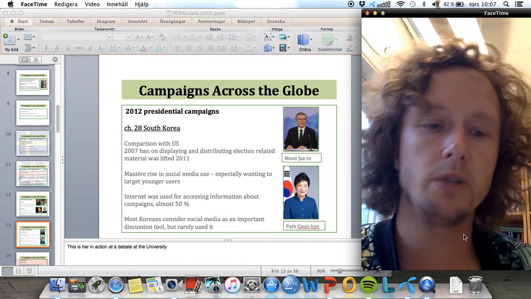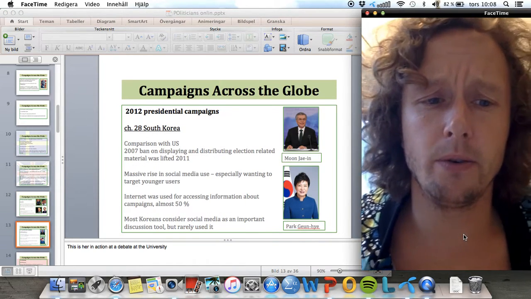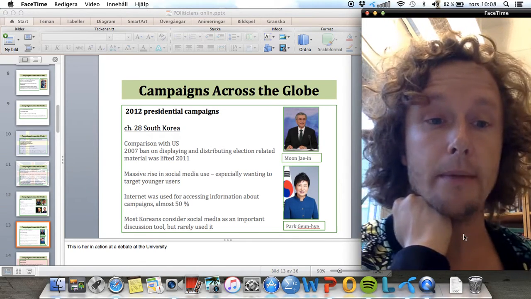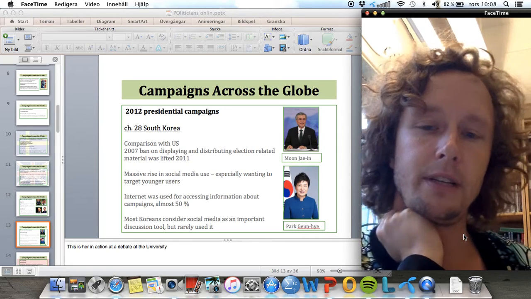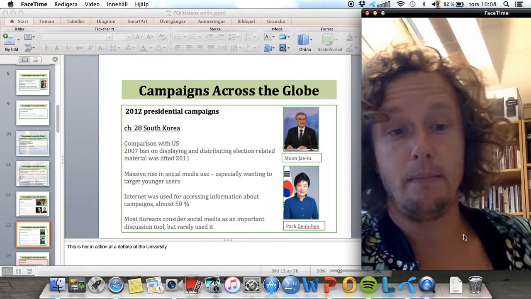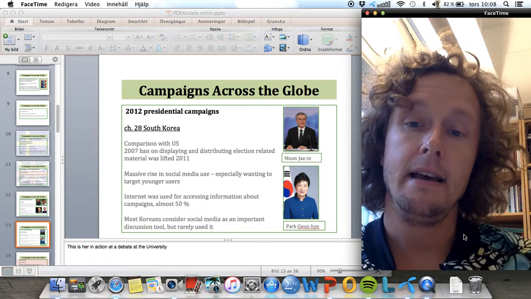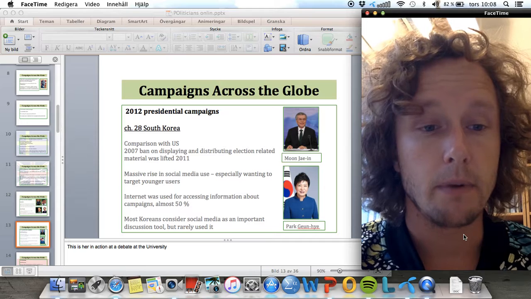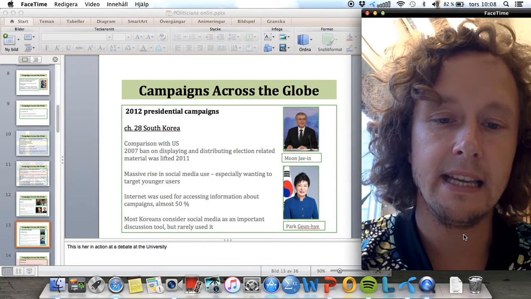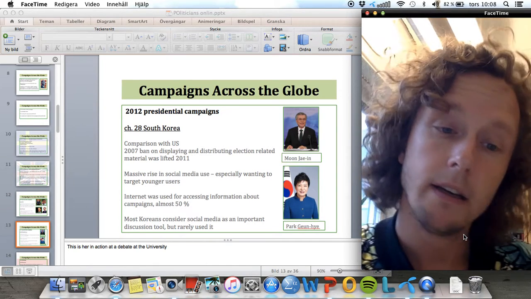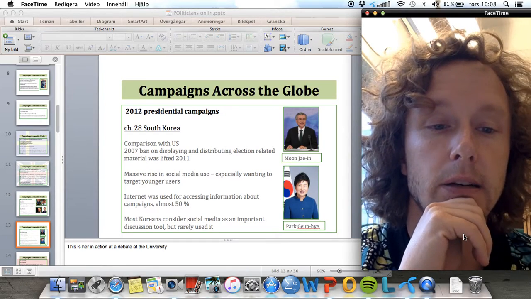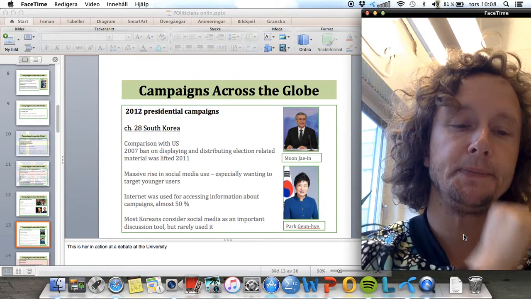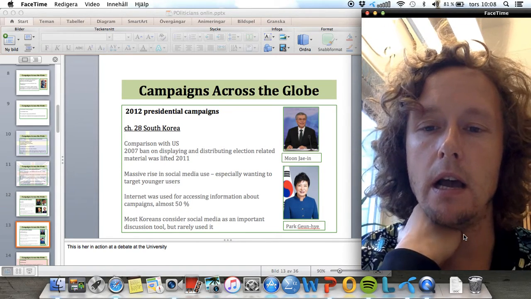And then we move on to South Korea. Park, you're from South Korea, I guess. So it could be interesting to include this chapter as well, even though I initially didn't include it in the readings. But chapter 28 is about the presidential campaign in 2012 in Korea, where, and I'm sorry for the pronunciation, Moon Jae-in and Park Geun-hye were battling against each other, and Park won, as you know. She's the current president of Korea.